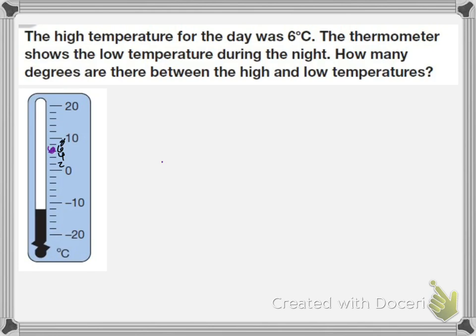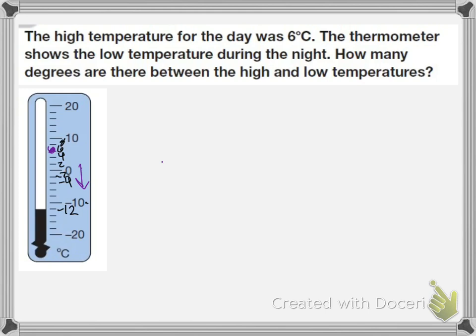Okay. And then I have to figure out what the low temperature is. So when we go down into the negatives, we start at -2, then it goes -4, etc. So when I get to -10, that means the next negative number has to be -12. So the daily low temperature is -12 degrees Celsius.